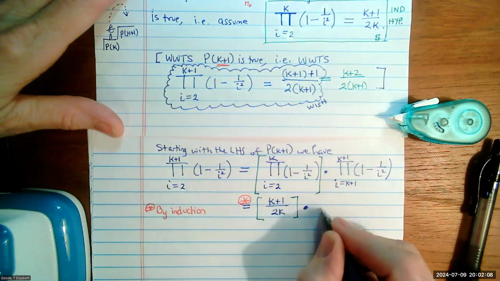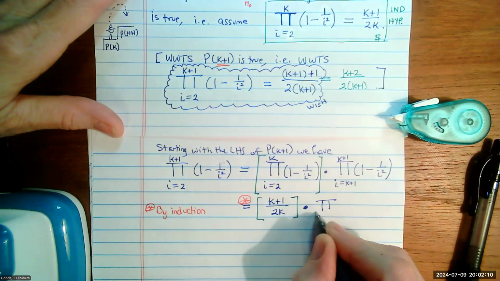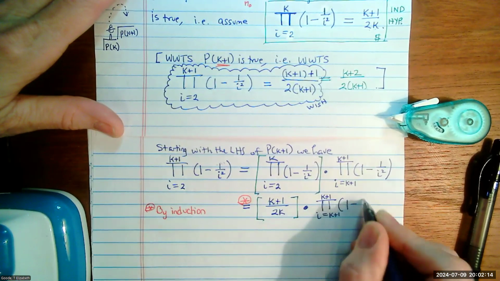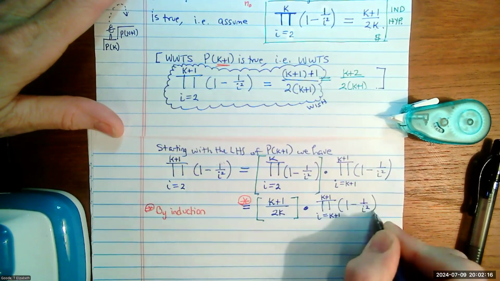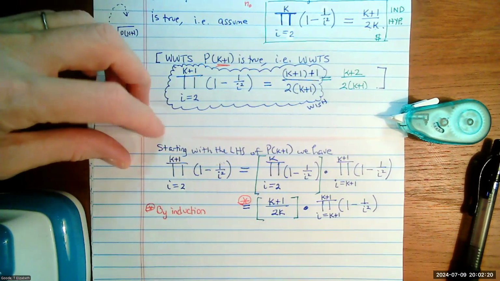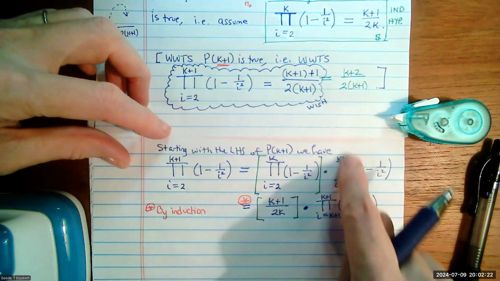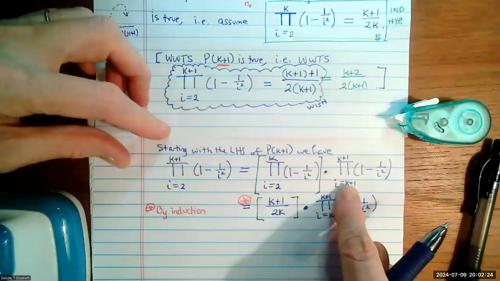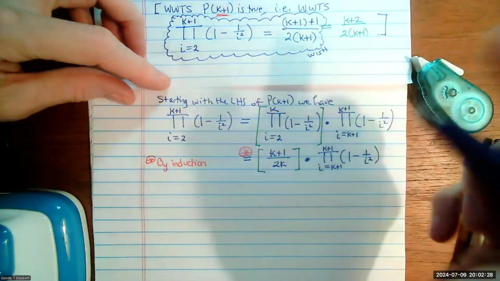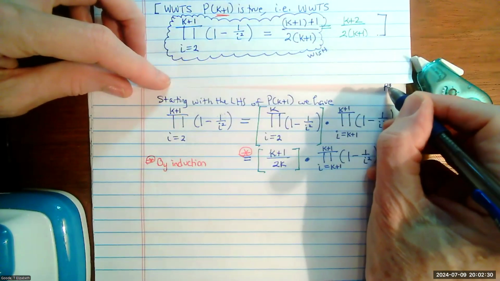Now we still have to deal with this broken off factor from i equals k plus 1 to k plus 1 of 1 minus 1 over i squared. And we'll deal with that right now. I think in WebAssign, they don't even bother to put the sum or product from k plus 1 to k plus 1. I think they skip that step, but I think it's helpful to keep you sorted out.